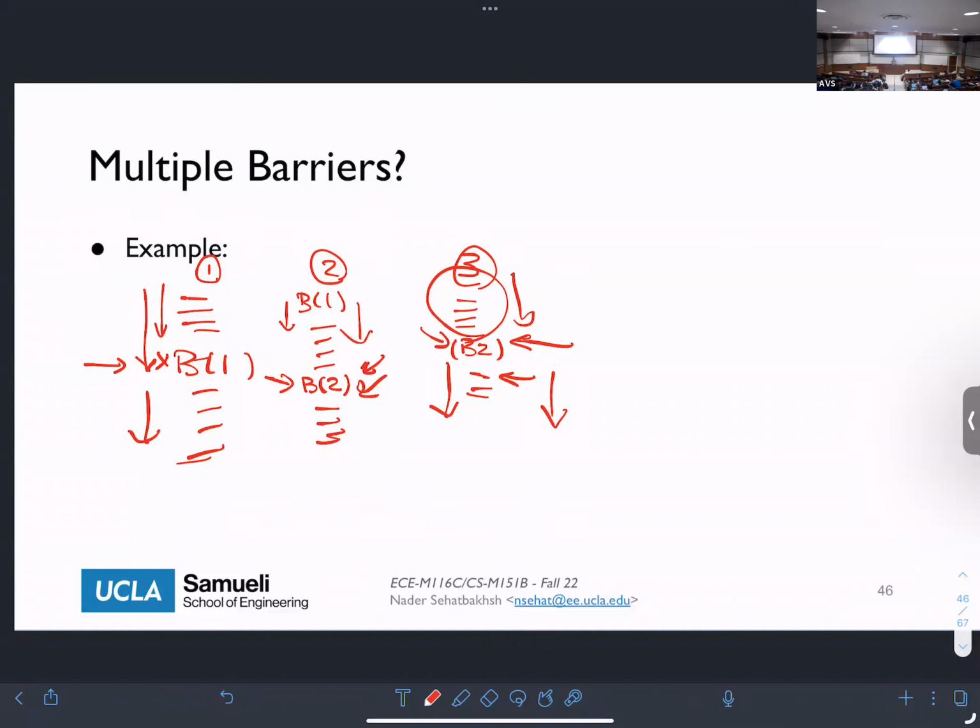Does that make sense? So you can have multiple barriers. You can have many different barriers, many different cores. Any questions? Good?